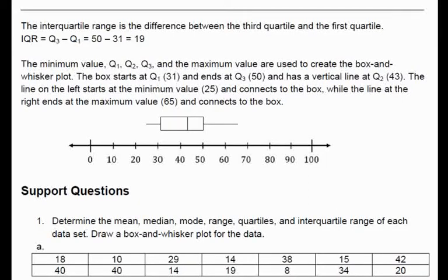The two whiskers then attach to the box, and they go to the minimum and maximum values. So at the left end of the box, we go down to the minimum, and from the right end of the box, we go all the way up to 50. Sorry, we go up to 65, not 50. We start from 50, we go to 65.